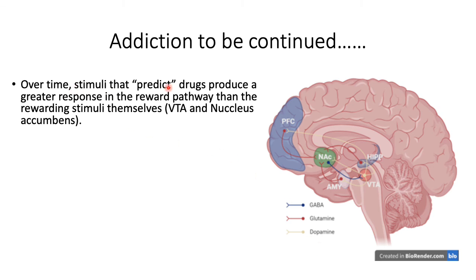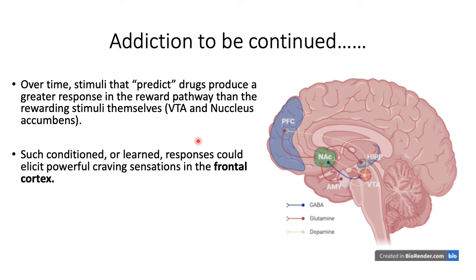Over time, the stimuli that predict drugs produce a greater response in the reward pathway than the rewarding stimuli themselves. So if you know you're going to obtain a drug soon, it's crazy to me, but that actually produces a stronger response than actually obtaining the drug. That's how powerful addiction is. Such conditioned or learned responses could elicit powerful cravings and sensations. That need, that constant desire to have it, is basically a part of addiction. The brain starts craving it.